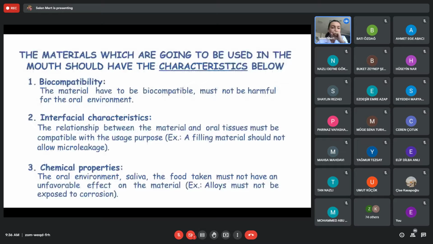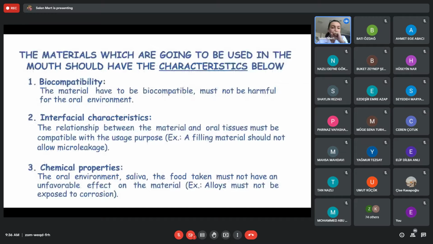So the materials we are going to use in the mouth should have some characteristics, some properties, as I mentioned before. These materials should be biocompatible, which means that the material should not harm the oral environment. Interfacial characteristics are important. The relationship between the material and the oral tissues must be compatible with the usage exposure, such as the composite restoration shouldn't allow microleakage to lead to secondary caries. So it should be used in the long term in our patient's mouth.